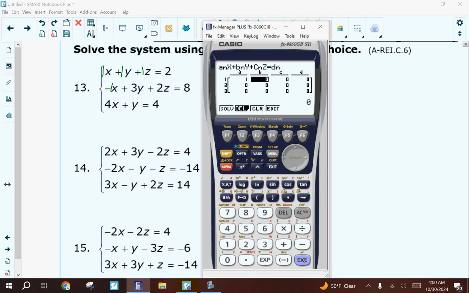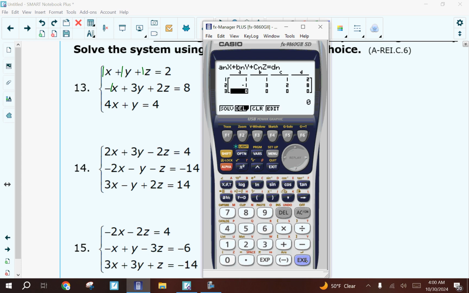So 1, 1, 1, 2, and then we have negative 1, and then we have positive... oops, it says syntax error because I didn't type the 1, and now it's coming out backwards, so let me just start over. So negative 1, 3, and then 2. This thing is not very responsive to when I type it.